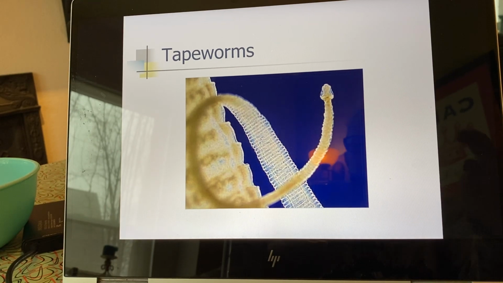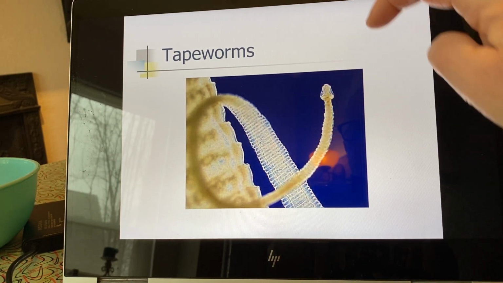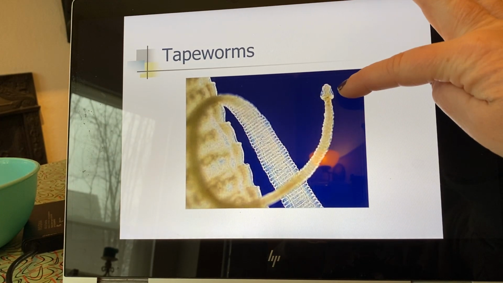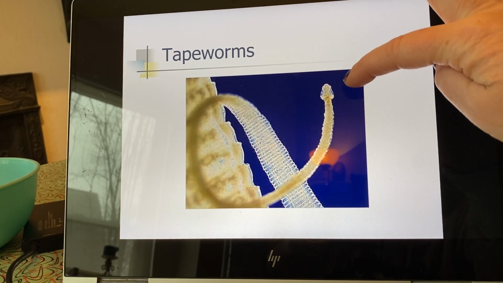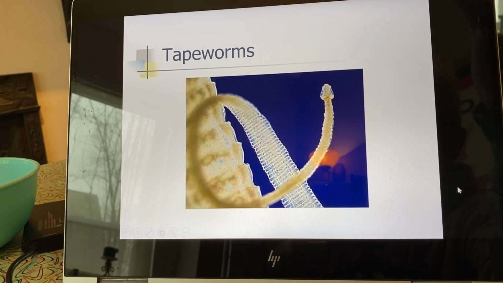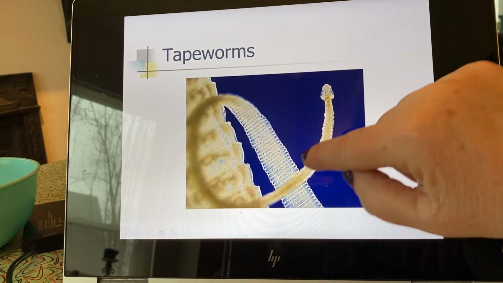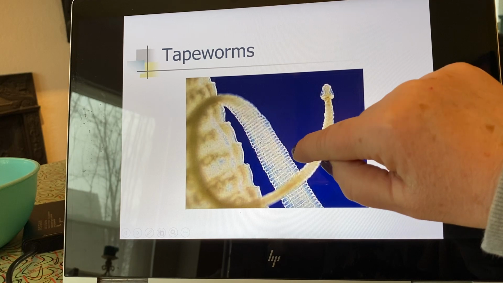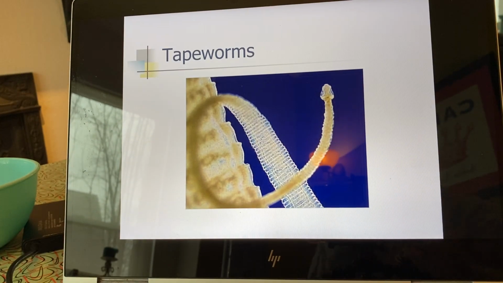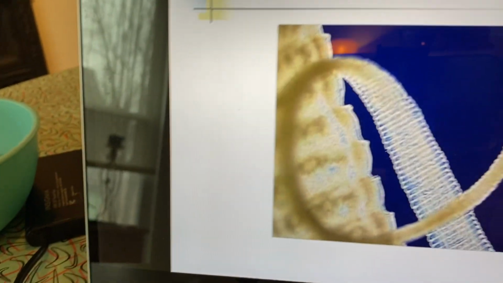So here's a typical tapeworm. This is the head, and this is what's going to be embedded into the walls of the intestine. It has little hooks, and I'll show you a close-up of that. And then when you look at the body of the tapeworm, when you look over here, you can see that there are individual segments, kind of close up on that.